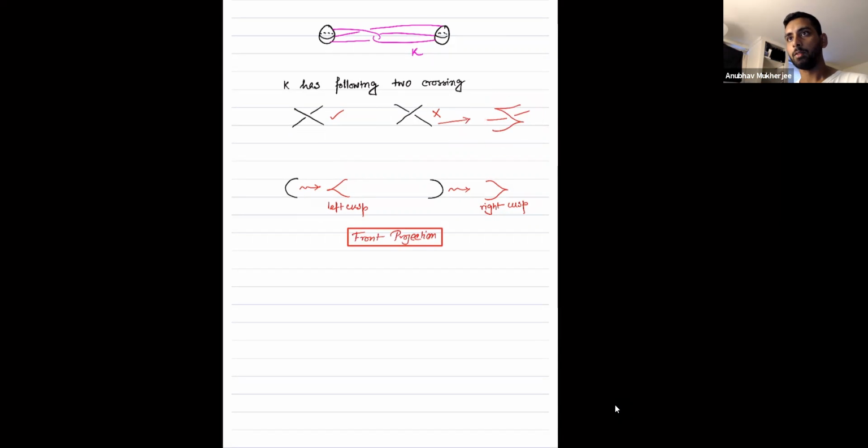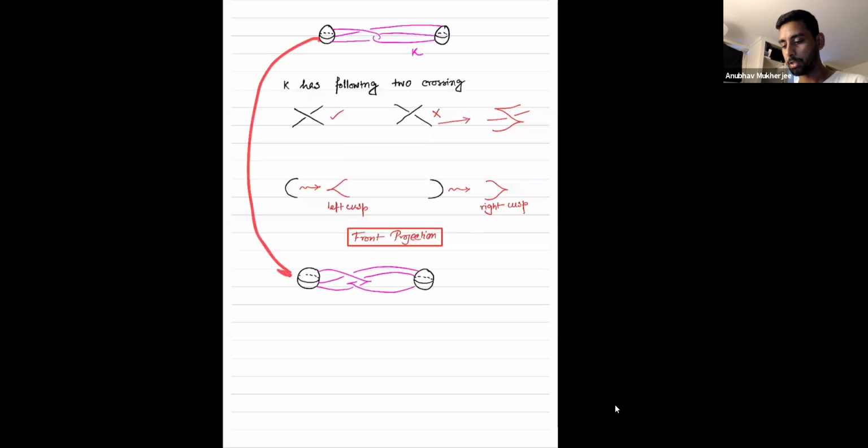So in this picture, you can see that these two crossings are actually isotopic, whereas now you can change the bad crossing with all the good crossings. And this is sort of called the front projection. The idea of the front projection is that now we can see that this particular representation has this particular front projection.